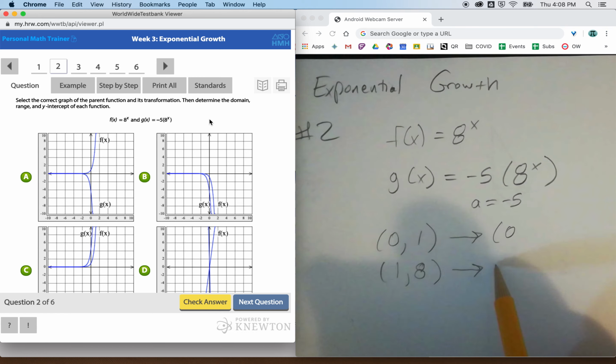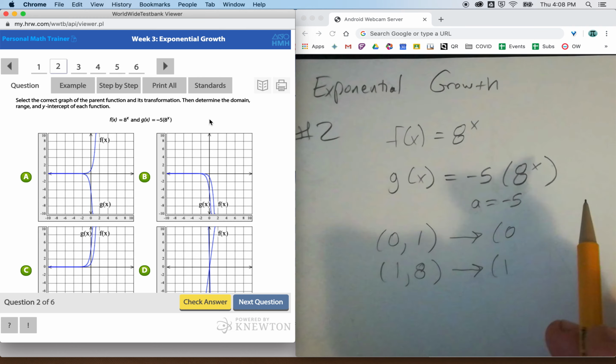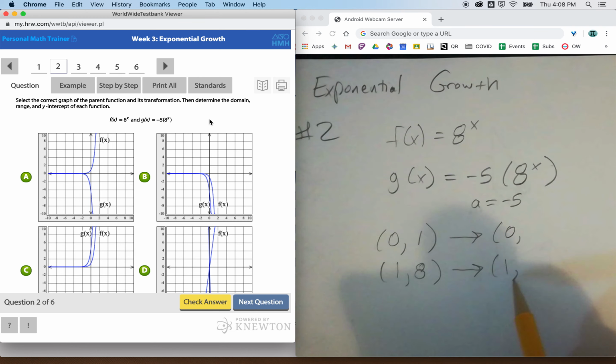So we'll still have 0 and 1 here. X does not change. We don't have an h. h is just 0 here in this problem. And then 1 times -5, well, that's -5. 8 times -5 is -40. So those would be our reference points.